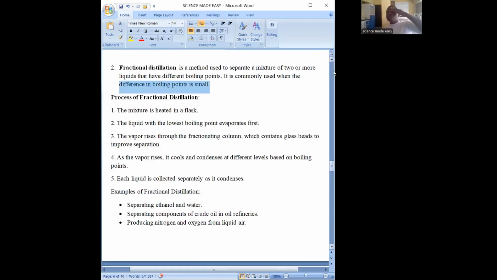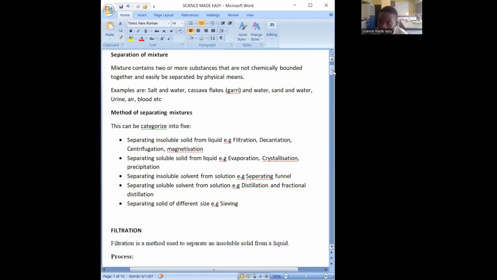We usually use sieving to separate solid particles of different sizes. When we have solid particles of different sizes, the method is sieving. For example, your gari, your elubo, your cassava flour, your yam flour are sieved to separate larger particles from smaller particles. Even bricklayers perform sieving to separate stones from sand.